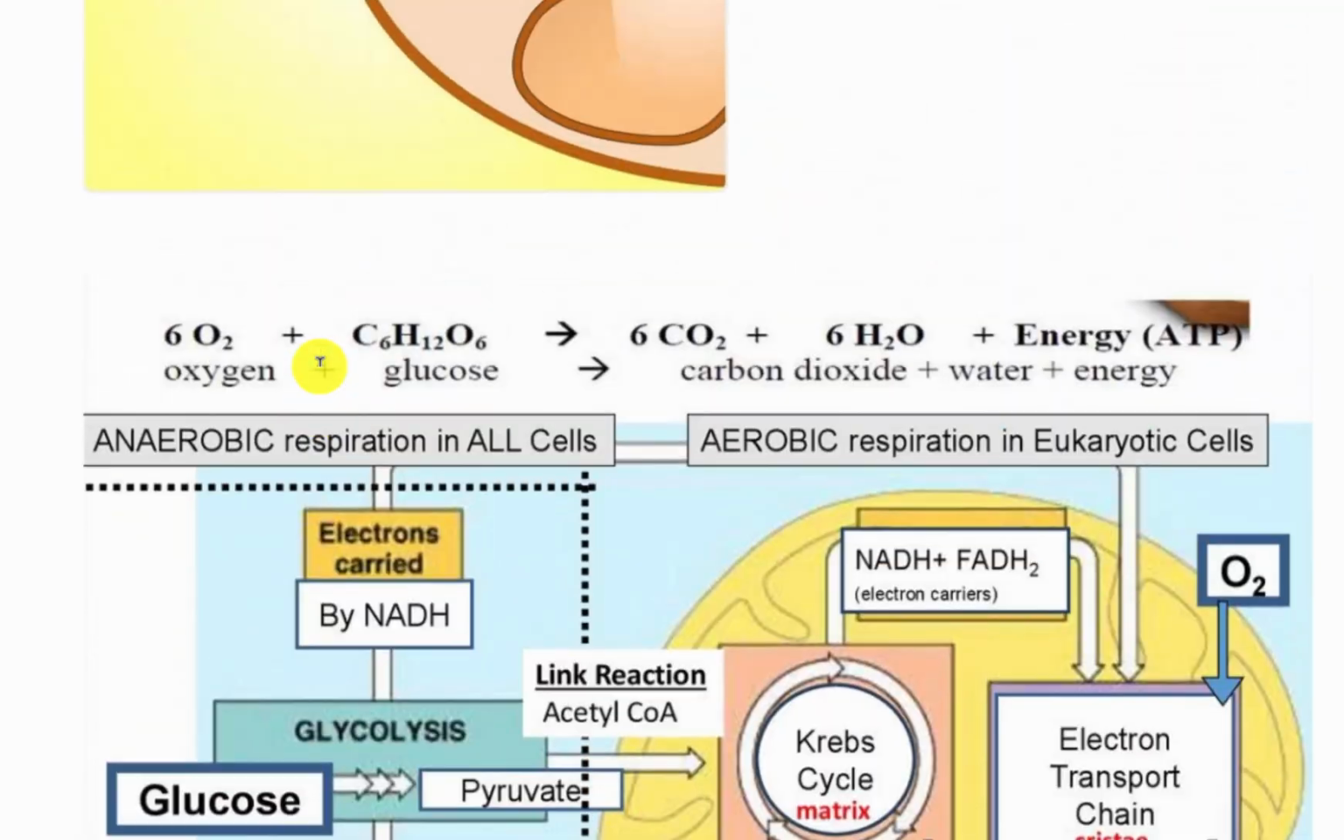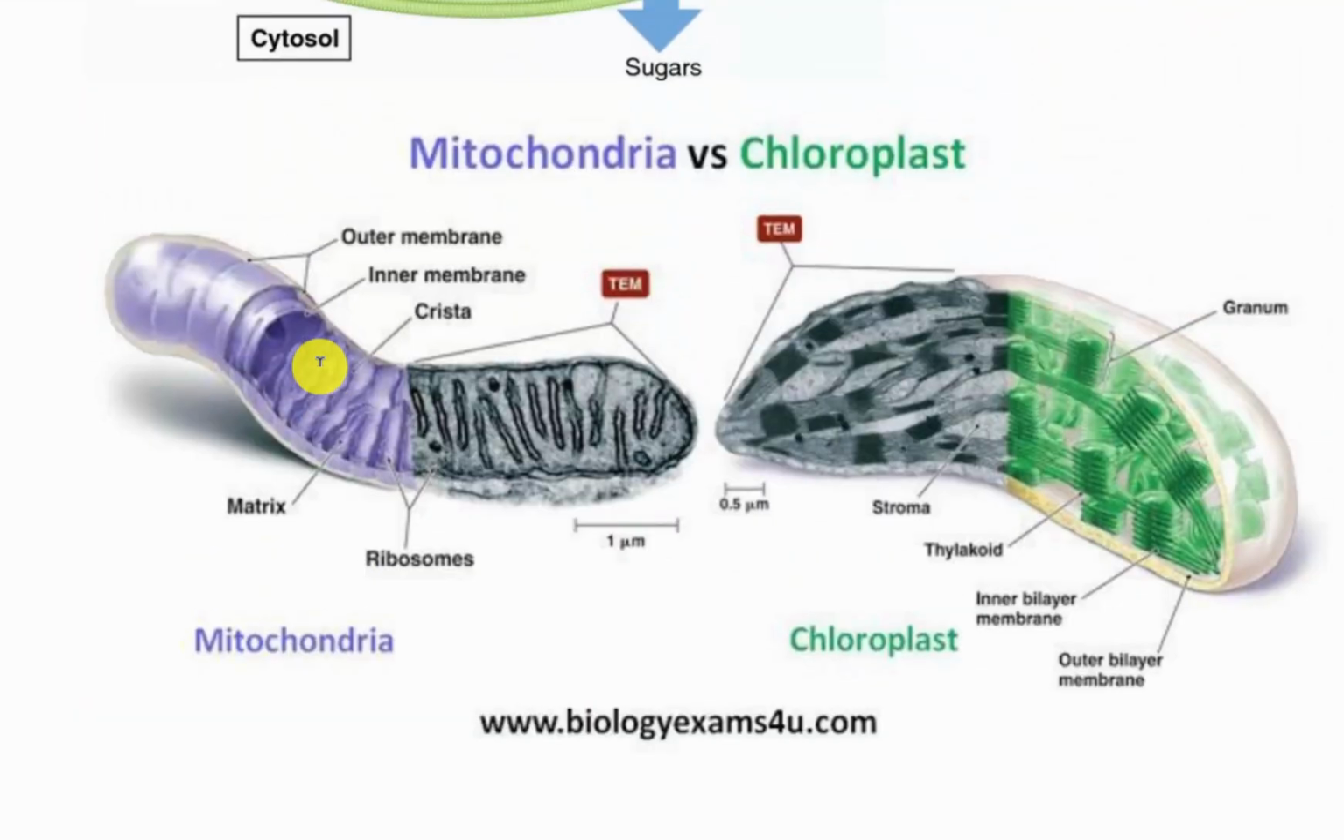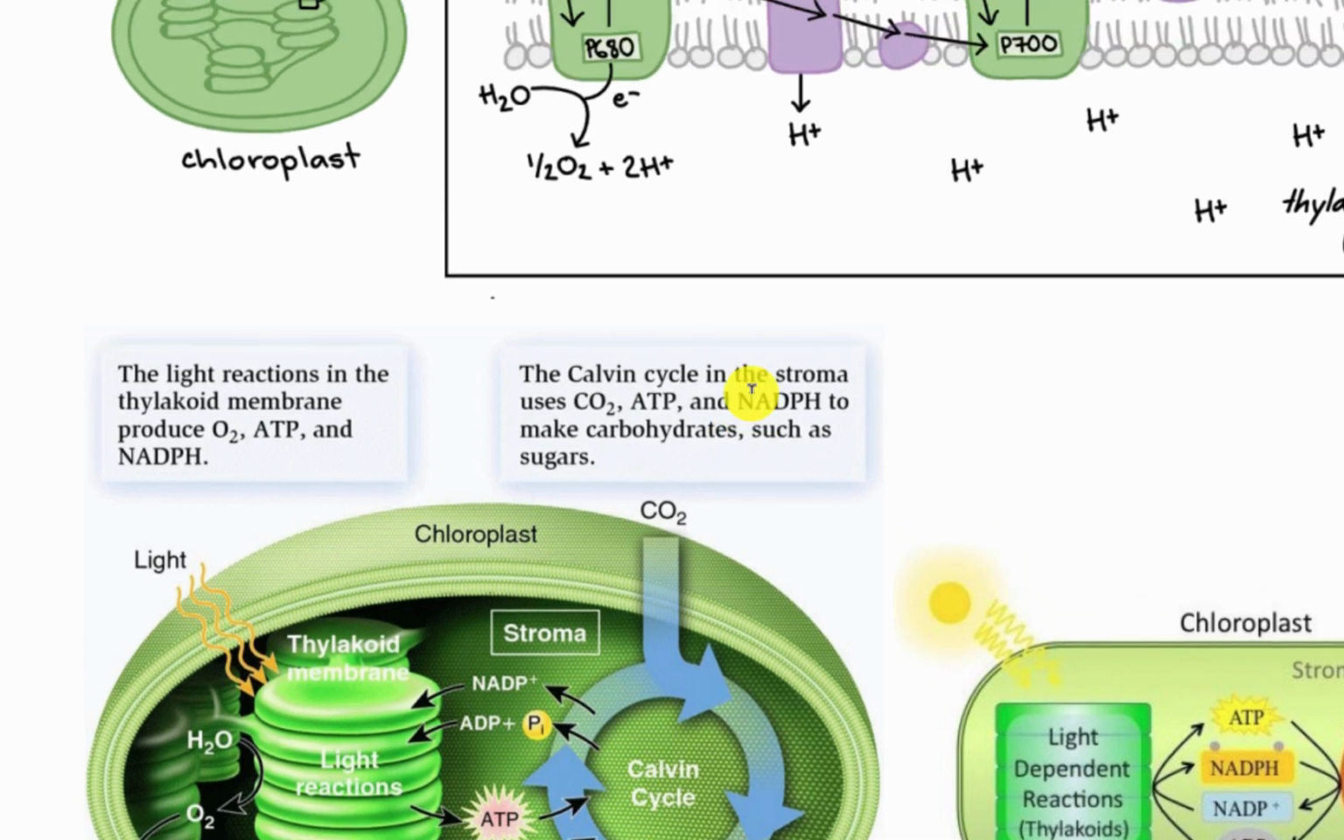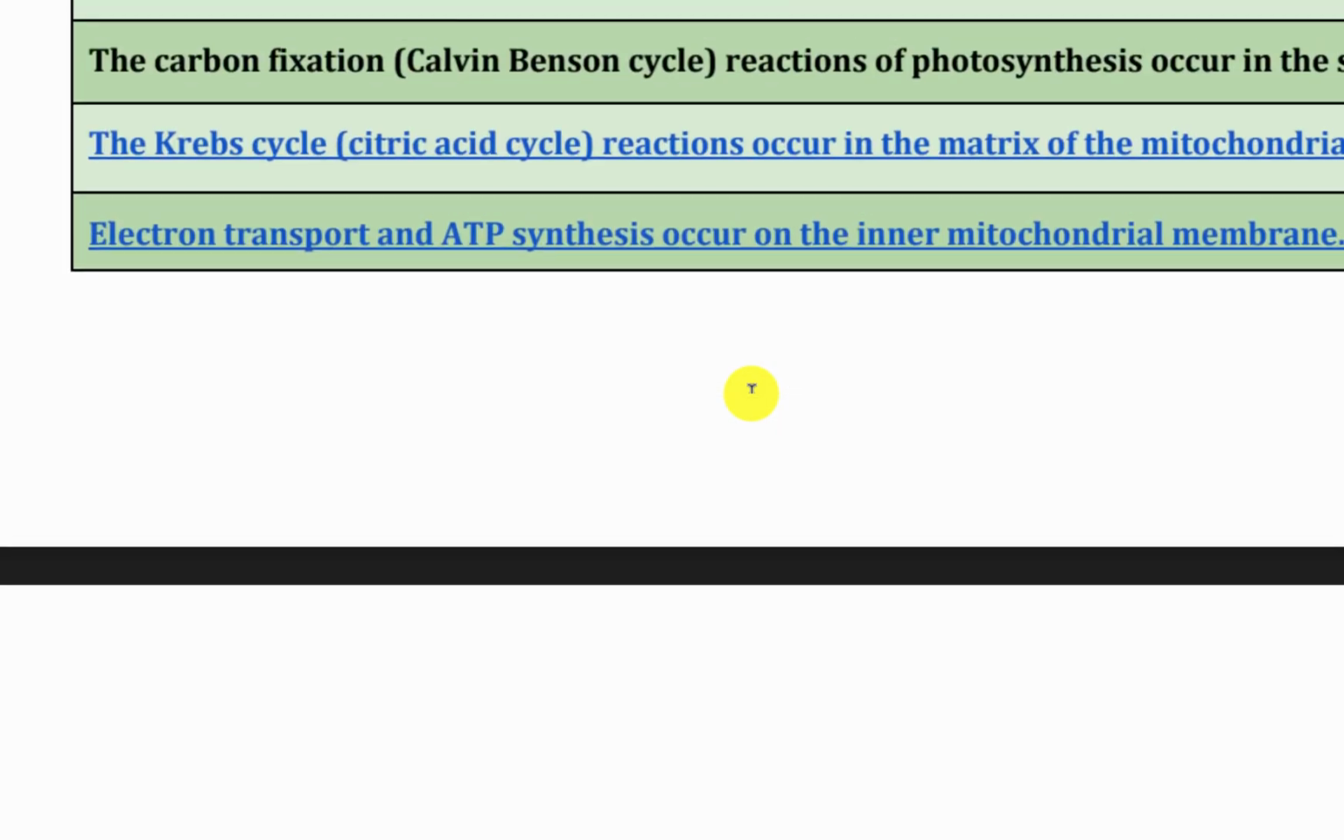Okay, so that was just a very quick overview of both the chloroplast and the mitochondrion, for the purposes of just understanding the very basics of how energy is harvested and produced in chloroplasts and mitochondria.